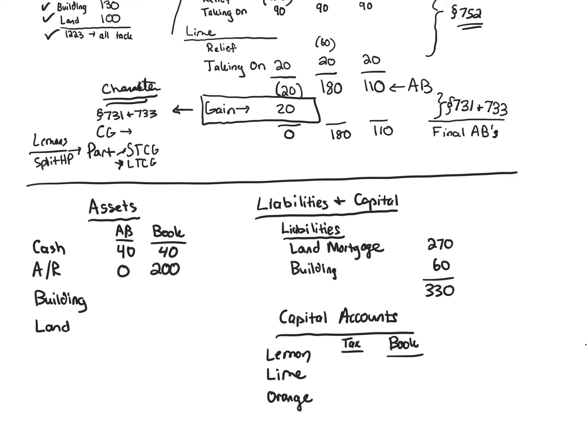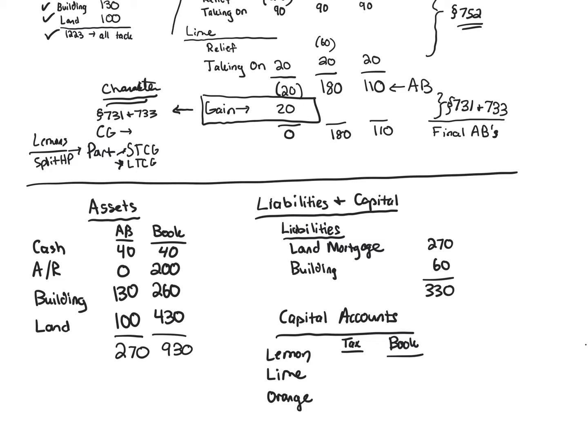The building is going to be the basis, which was given to us, is 130. And the book amount, we're told the value is 260. Finally, the land has a basis of 100 and a book amount of 430. Just the fair market value date of contribution. We add those up, we get 270. We add these up, and we get 930.